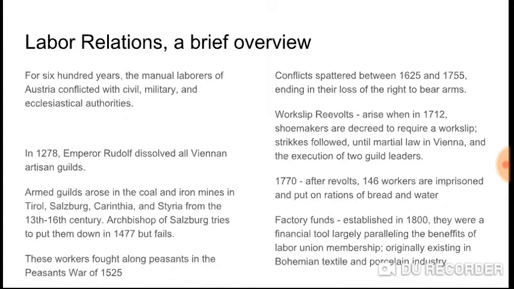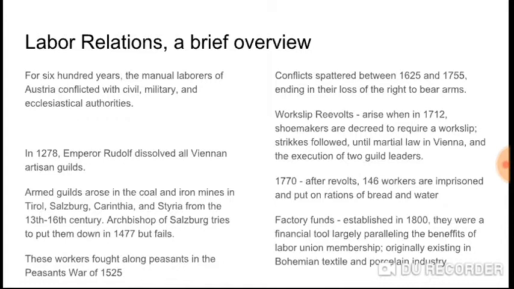In 1278, one of the first Habsburg emperors, Rudolf, dissolved the Vienna artisan guilds. Again, those are actual trade artisans. They're hard laborers, but these are certainly not peasants. There's a distinction between what we're going to be talking about in labor unions and the artisans, but they commingle in this empire, which is different from how things happen in England.